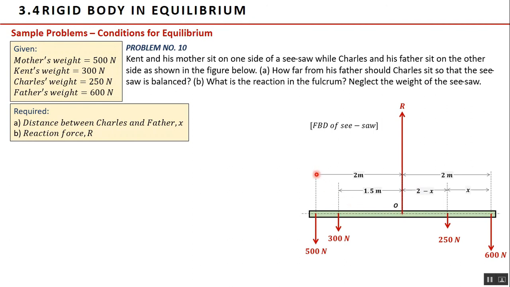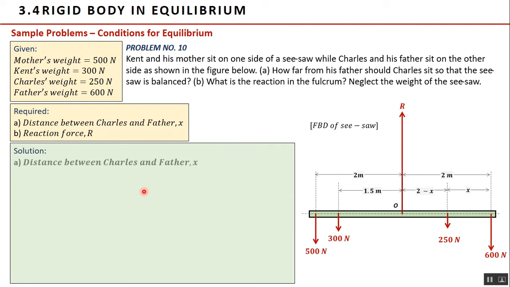Then we indicate the relative distance of all the forces from the support O. The distance of both mother and father from the support is 2 meters, while Kent is sitting 1.5 meters from the support. Since we labeled earlier the distance of Charles from his father as x, therefore, Charles is sitting a distance of 2 meters minus x from the support. At this moment, we are ready to solve for the distance x.